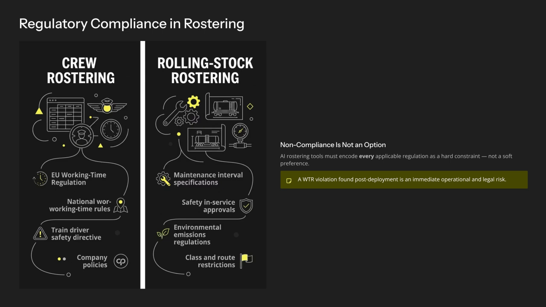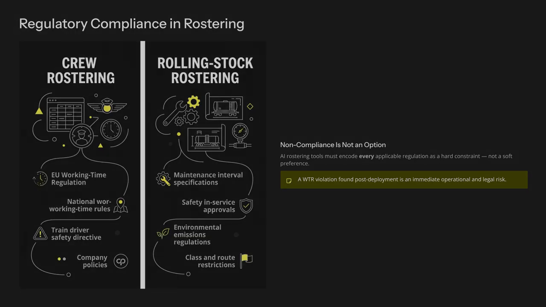The same rigor applies to rolling stock. Maintenance intervals are not optional. Safety approvals are not negotiable. The logic is identical: hard constraints, human review, ongoing audit, because in both cases, the consequence of getting it wrong isn't just operational, it's legal, it's financial, and in the most serious cases, it's a safety event. That's why this is a critical assurance point, not a footnote.